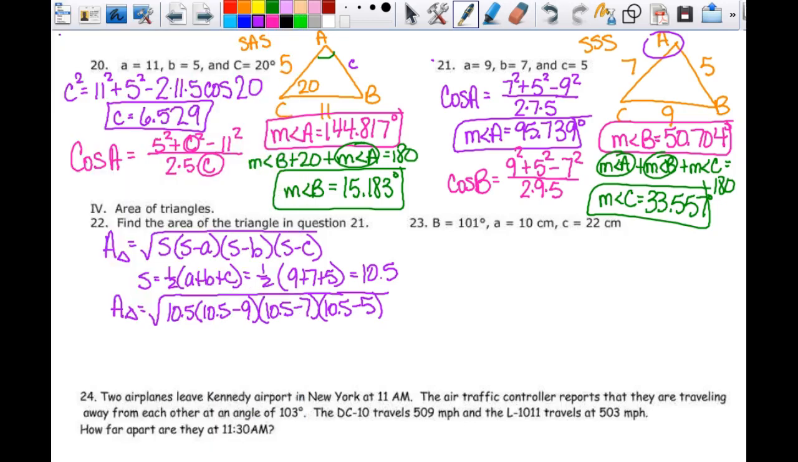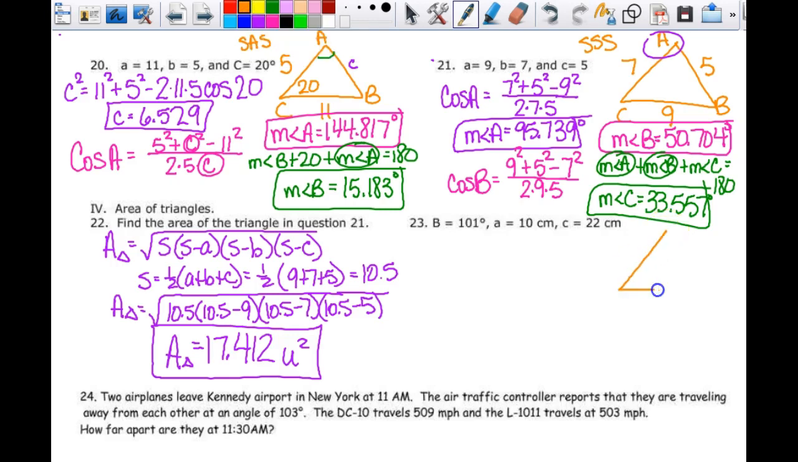That is the area of my triangle. So the area of the triangle is equal to 17.412 units squared. Okay, area has square units. If there's units in the problem, make sure you use them appropriately. All right, next one.